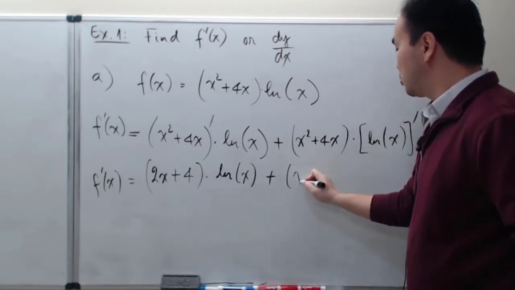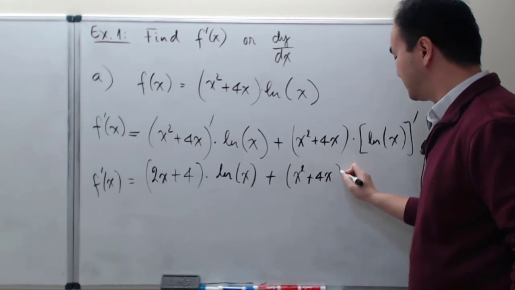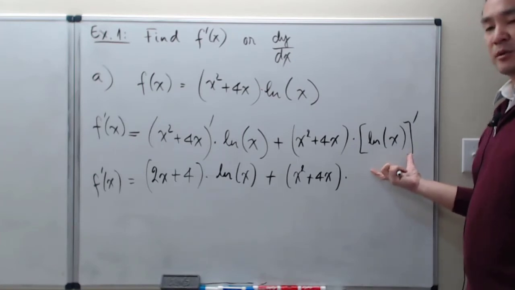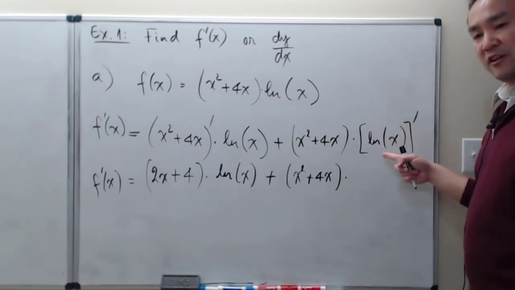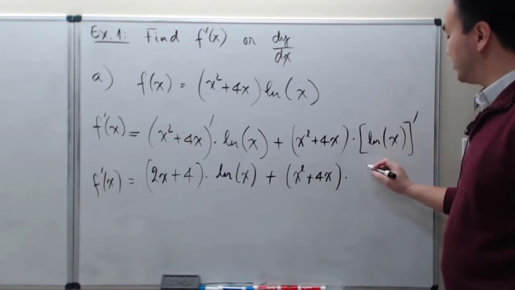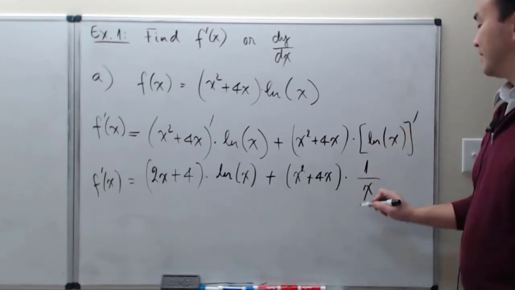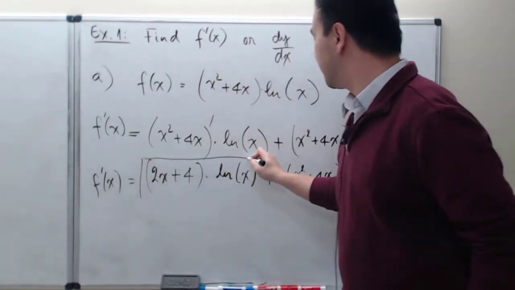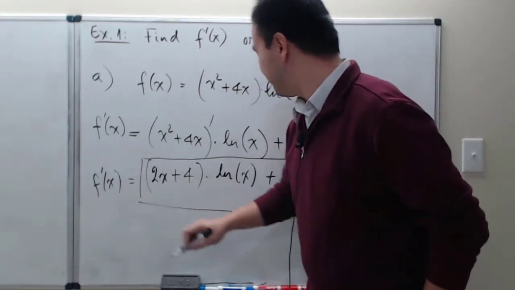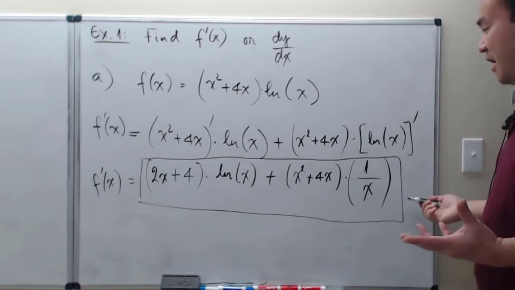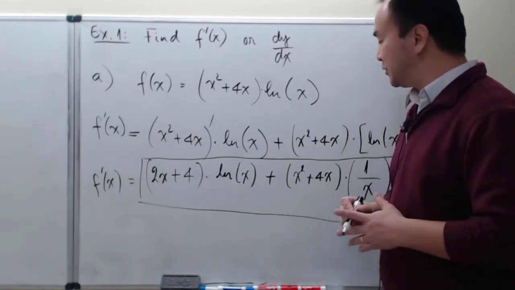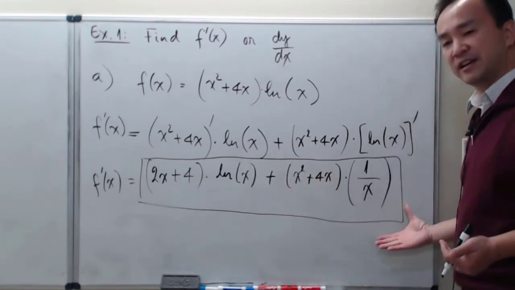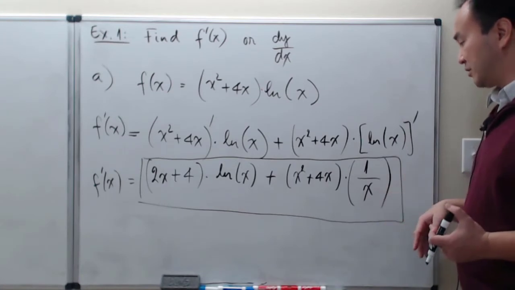So x squared plus 4x is kept the same here, and now we multiply. We just learned the rule to find the derivative of a natural log function: the standard natural log function has derivative 1 over x. At this point, as far as finding the derivative, we're done. And to be honest, for this function, even if you are asked to simplify, there wouldn't be much we can simplify. I would call this the end of the problem. It's already in quite a simplified form.